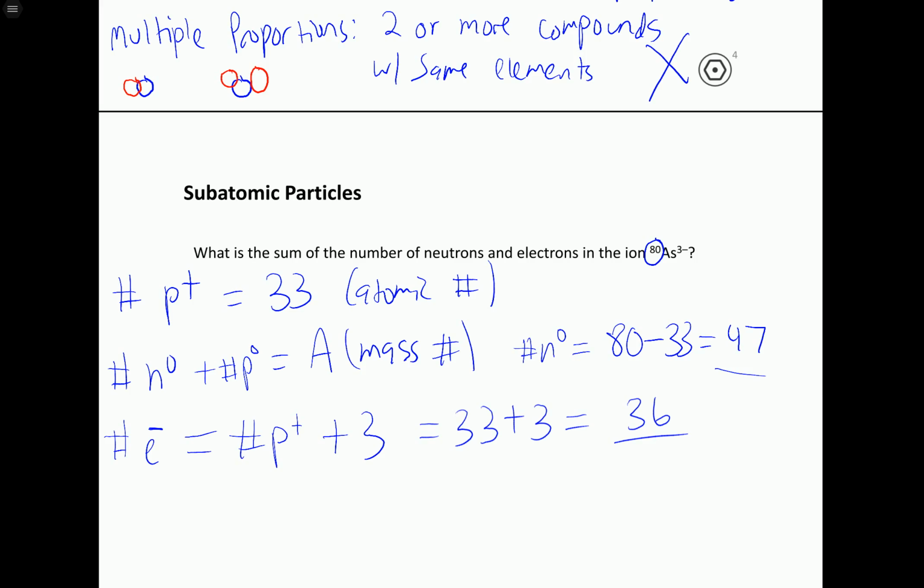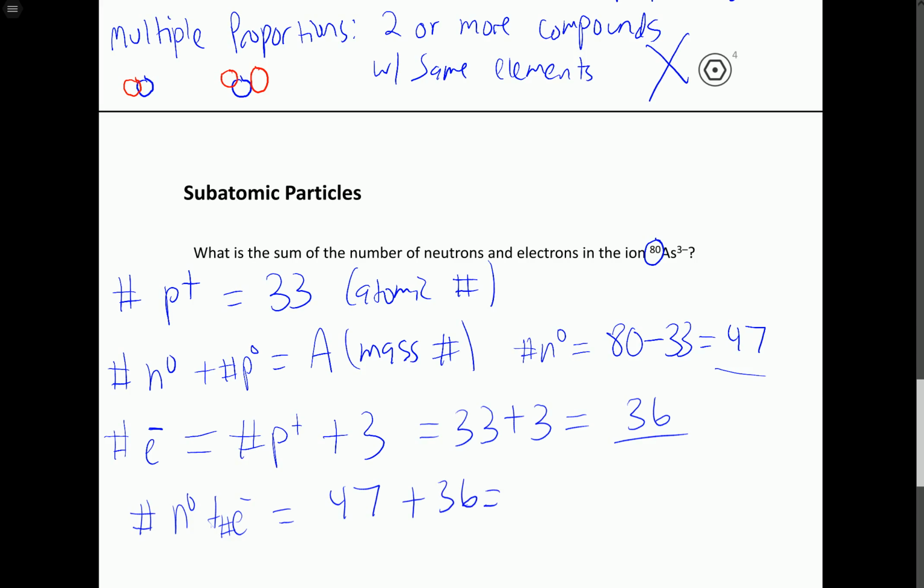electrons. And so what that means is that the number of neutrons plus electrons, which is what this problem asks for, is 47 plus 36, which is 83. Alright, so we have 83 neutrons plus electrons in this ion.